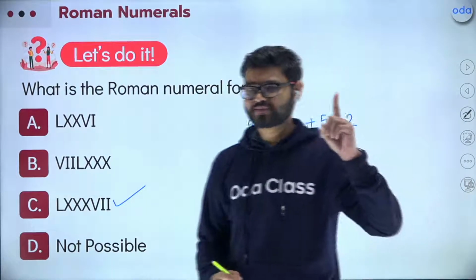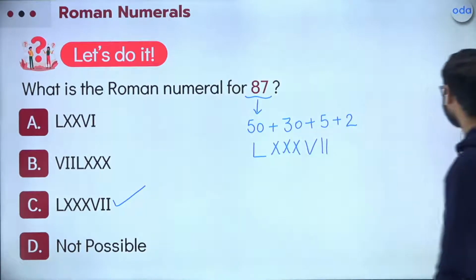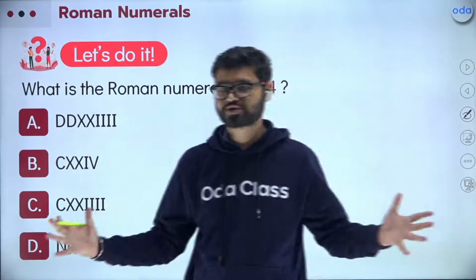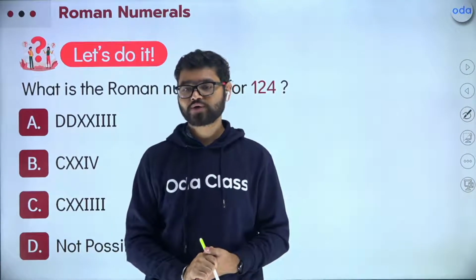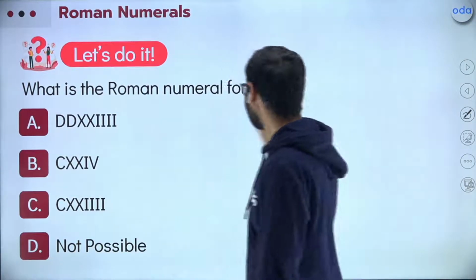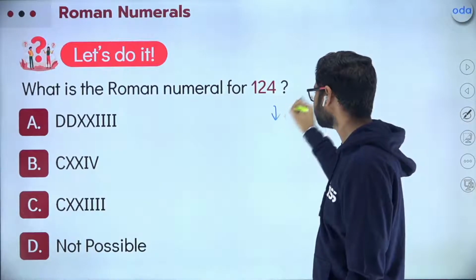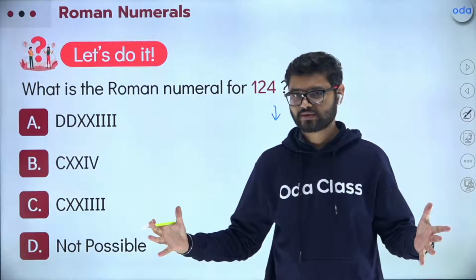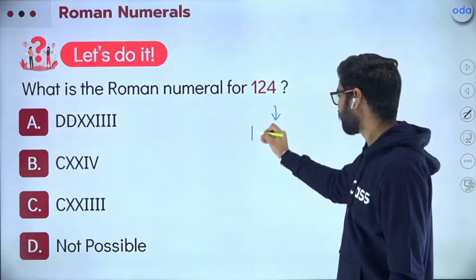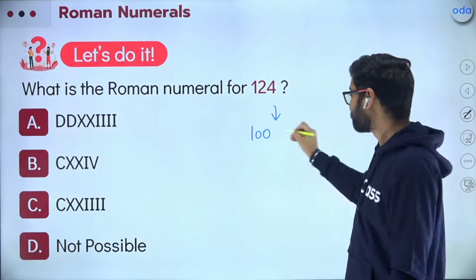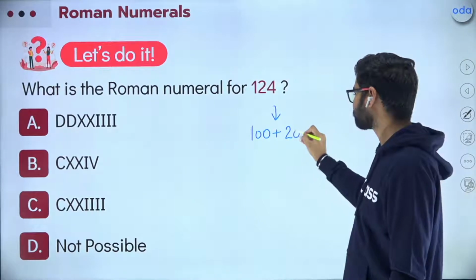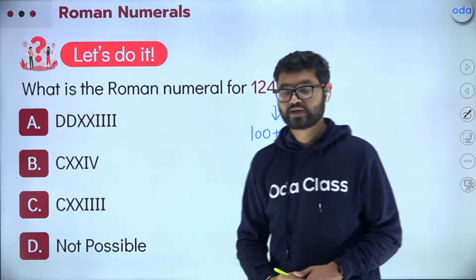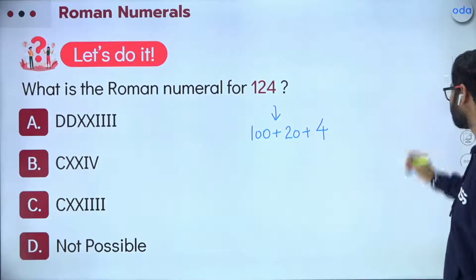Okay, let's do one more question, then we will end the session. What is the Roman numeral for 124? I want you guys to try this question. 124. Write it down. How can we write 124? I have to break this number down first. This is 124: 100, I know how to write 100, plus 20 plus 4. That is how we write 124. Let's write the symbols now.